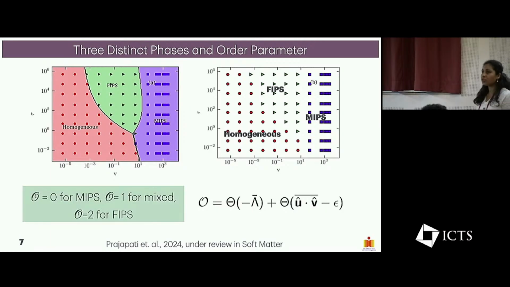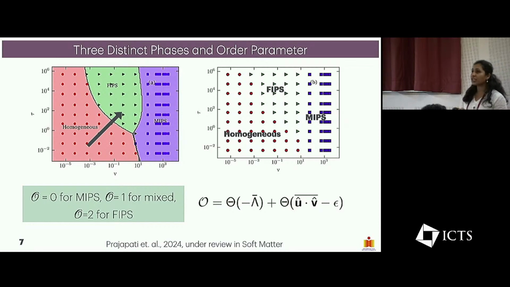So in short, I will say that we got three different kinds of phases, and the order parameter will tell which phase this is, and this paper is on arXiv. One can look at it.